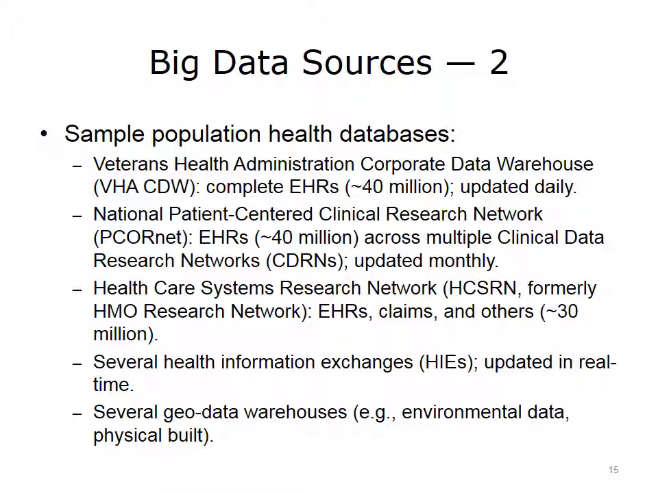The Healthcare Systems Research Network, HCSRN, formerly known as the HMO Research Network, is a standardized data warehouse of shared EHR and insurance claims data among a number of large health systems. Several health information exchanges, HIEs, also have large in-house centralized data warehouses that are updated in real time and provide a unique opportunity to develop real-time population health analytics. And the last group of data warehouses is several geographically based data warehouses that can be used to add additional layers of information for a given population. It should be noted that most of these data warehouses are either only commercially available or are not accessible to outsiders at all, thus limiting the development and training of population health analytics solutions.